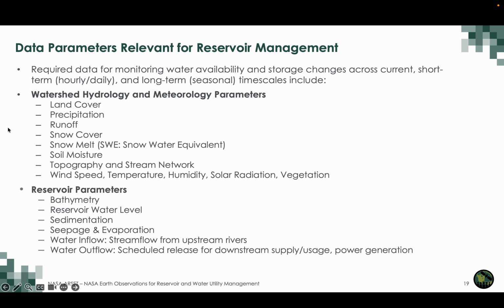Watershed hydrology and meteorology parameters include land cover, precipitation, runoff, snow cover, snow melt or snow water equivalent, soil moisture, topography and stream network, and weather data such as wind speed, temperature, humidity, solar radiation, and vegetation, which are useful. They control transpiration in the watershed and evaporation from the reservoirs.